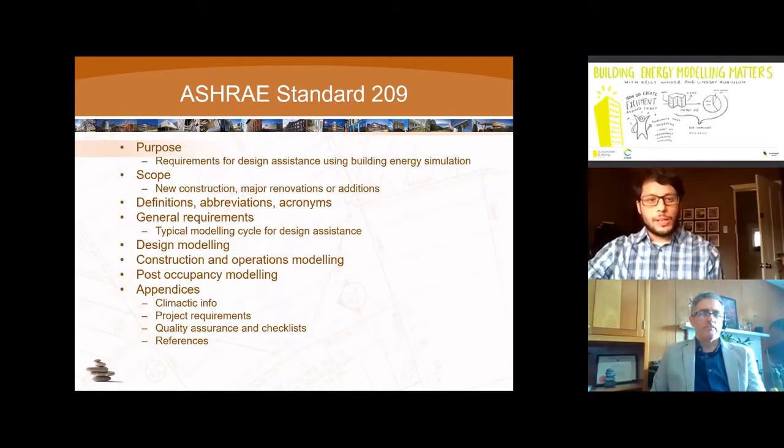This is an outline of the structure of Standard 209. So you can see that it covers many different aspects from basic purpose, scope, and definitions to details on general requirements for modeling, as well as how design modeling and different types of modeling should be conducted. And it also includes some helpful info for modelers as well, some resources and references for important aspects of modeling.